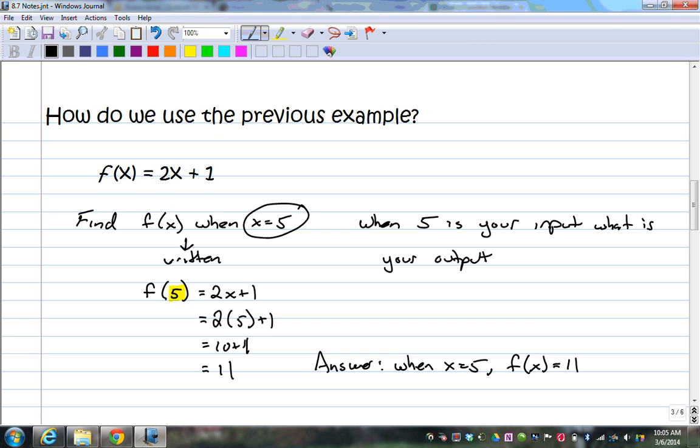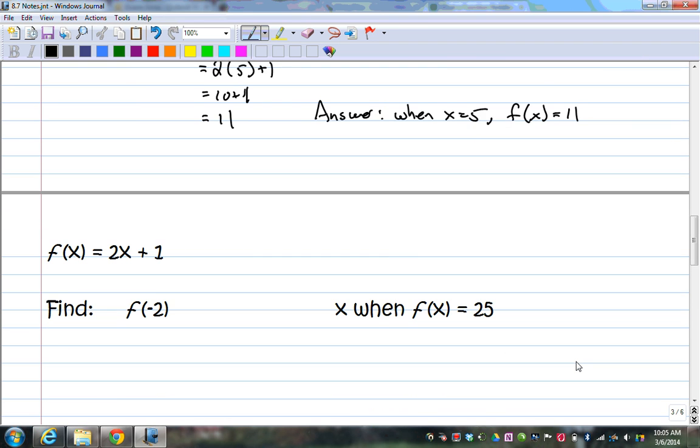But you take the value for x and you say, all right, what would be the output of the function, or what would the y value be, is one way to think of it. Okay? So I'm going to give you a couple more examples here.